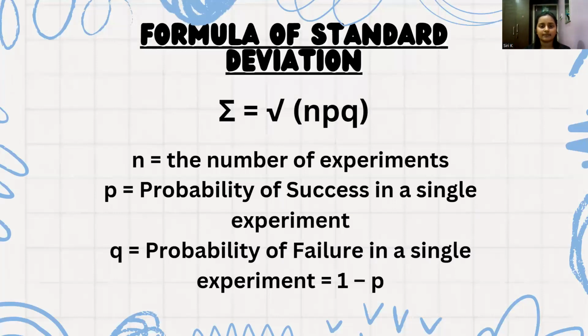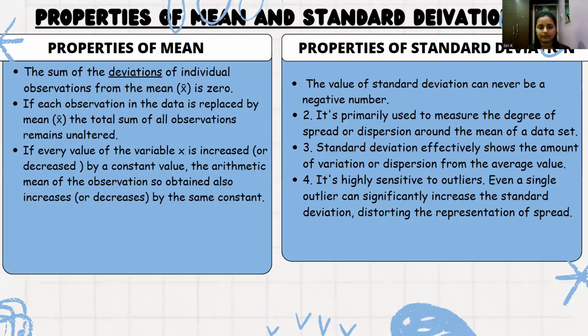Standard deviation calculates the extent to which the values differ from the average. Formula of standard deviation. Sigma is equal to root npq. Here, n is the number of experiments, p is the probability of success in a single experiment, and q is the probability of failure in a single experiment, equal to 1 minus p.